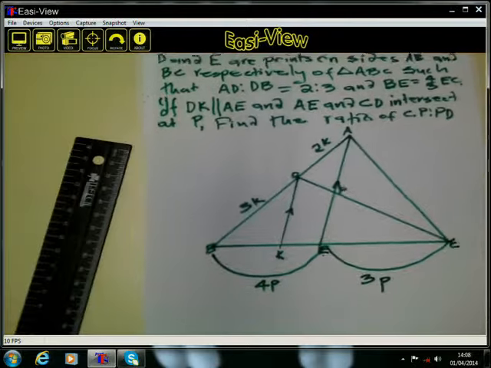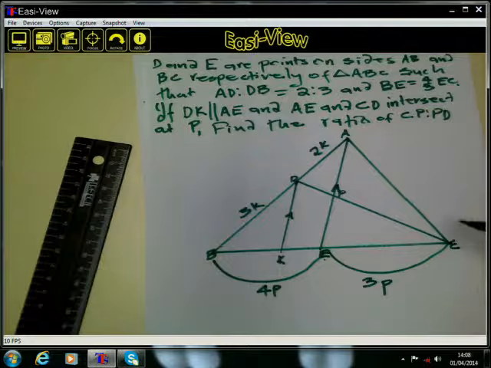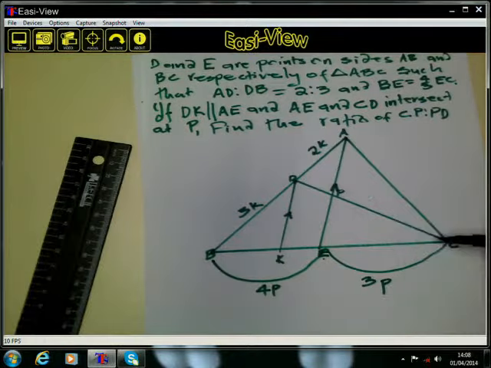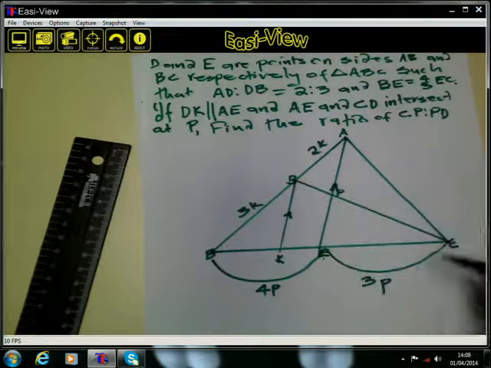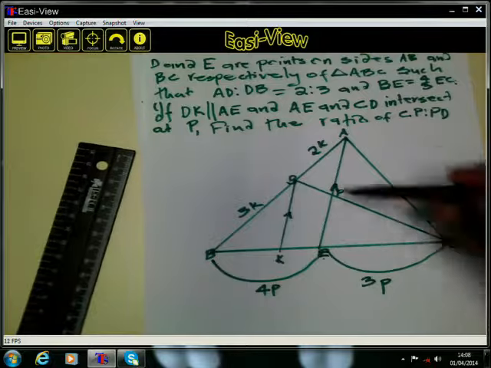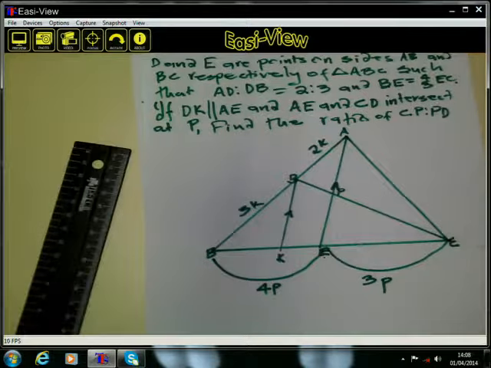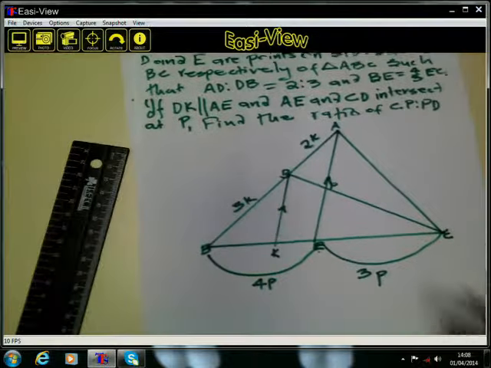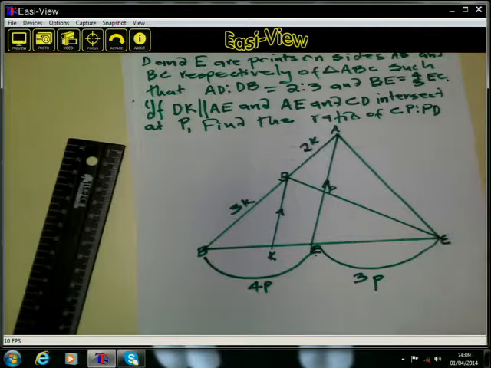Fine. What is the question? The question is, we must find the ratio CP is to PD. Remember, this is where D is. CP over PD. Obviously, this is the side of a triangle, which must be related to another triangle that we are going to look at. But the information that we ought to use here is the information which is provided to us.